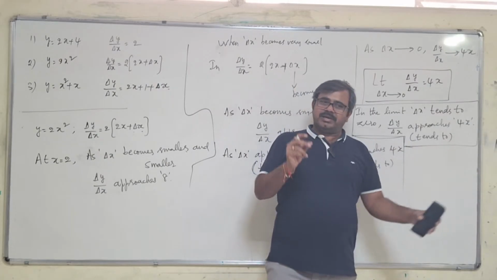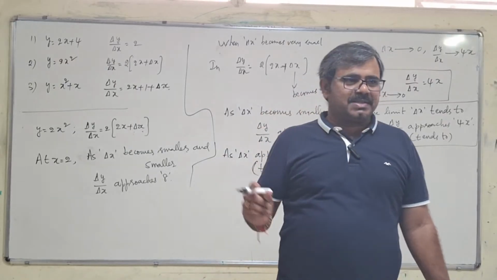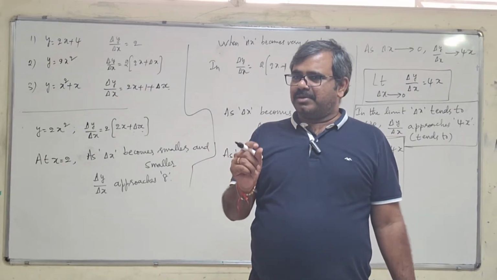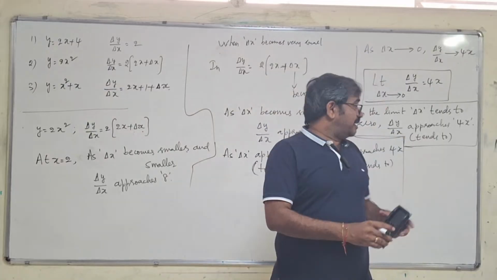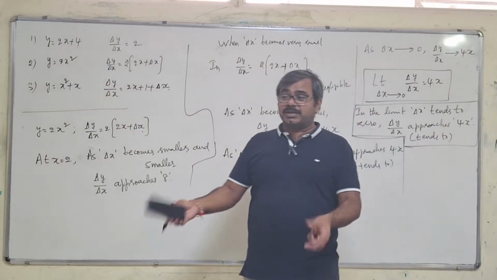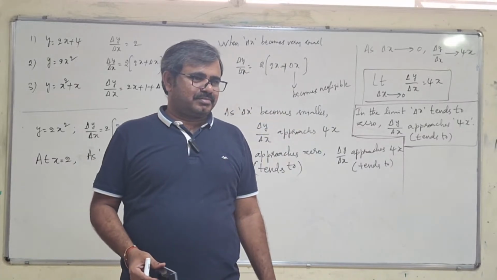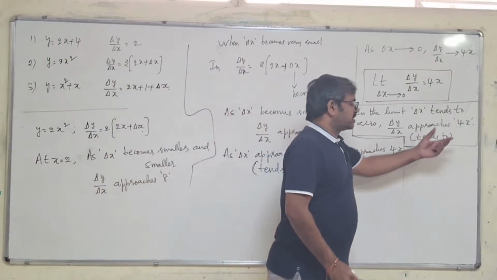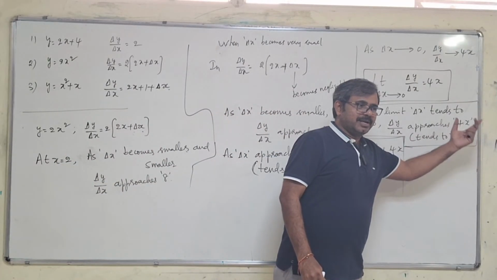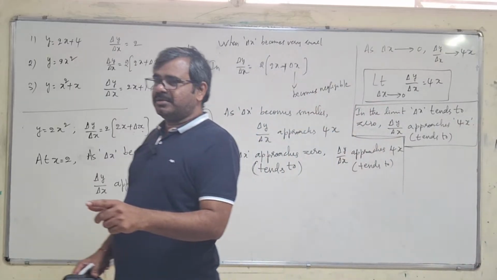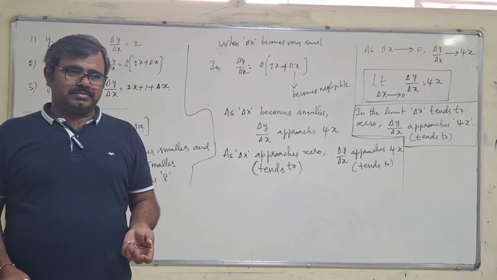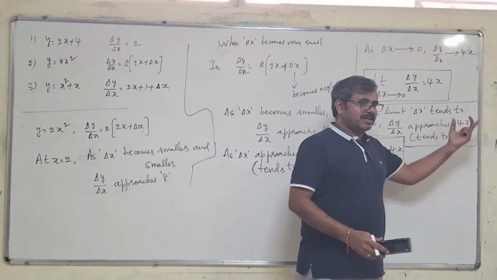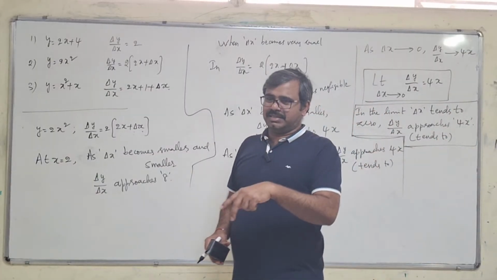What does it mean? Around x is equal to 2, if you construct a small interval, in that small interval, you will find that delta y by delta x is very close to which number? 8. Around x is equal to 3, if you construct a small interval, delta y by delta x close to which number will you get? 12. You understand what I'm saying? Around x is equal to 4, if you construct a small interval, you'll get delta y by delta x close to which number? 16.